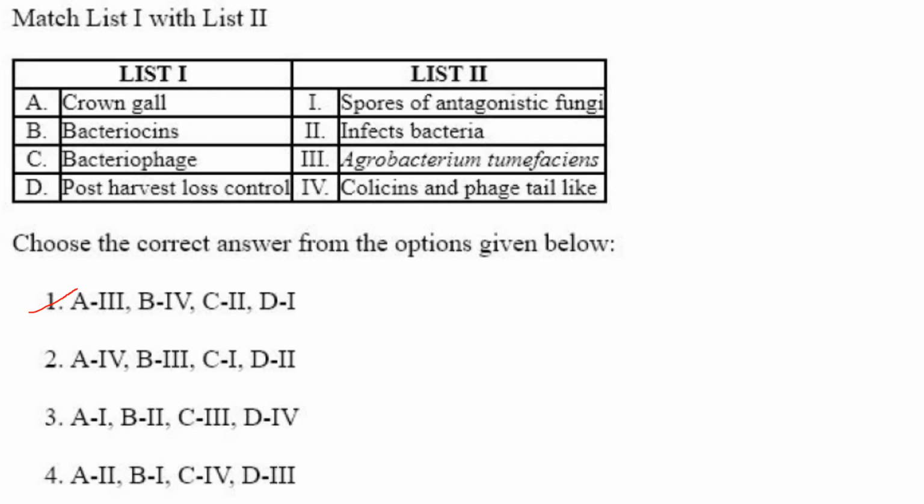Then crown gall, A3, Agrobacterium tumefaciens. If you know that, then option 1 is the right answer. In all the others, A is not 3. Okay, now bacteriocins, B4, colicins and phage tail-like bacteriocins. B4, bacteriophage, it infects bacteria. C2, post-harvest loss control, spores of antagonistic fungi. So answer here is option 1.